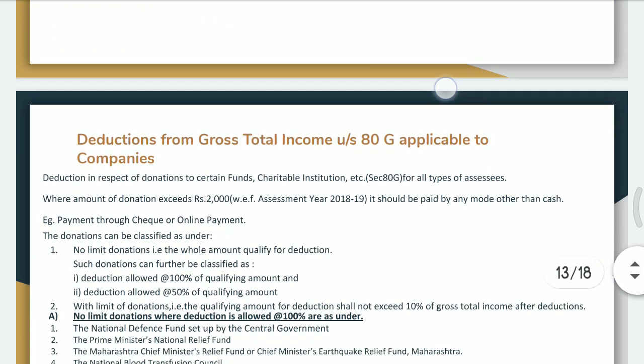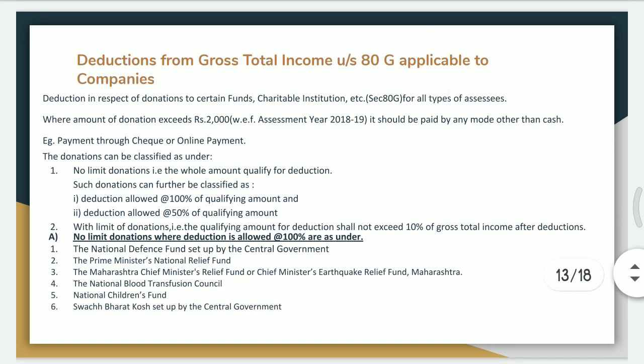Deductions from gross total income under Section 80G applicable to companies. I have given the deductions here. Deductions are in respect of certain funds and charitable institutions which come under Section 80G. A special note is that donations exceeding rupees 2000, with effect from assessment year 18-19, should be paid in any mode other than cash, for example, payment through cheque or online payment. The donations are classified as no limit donations and with limit donations.